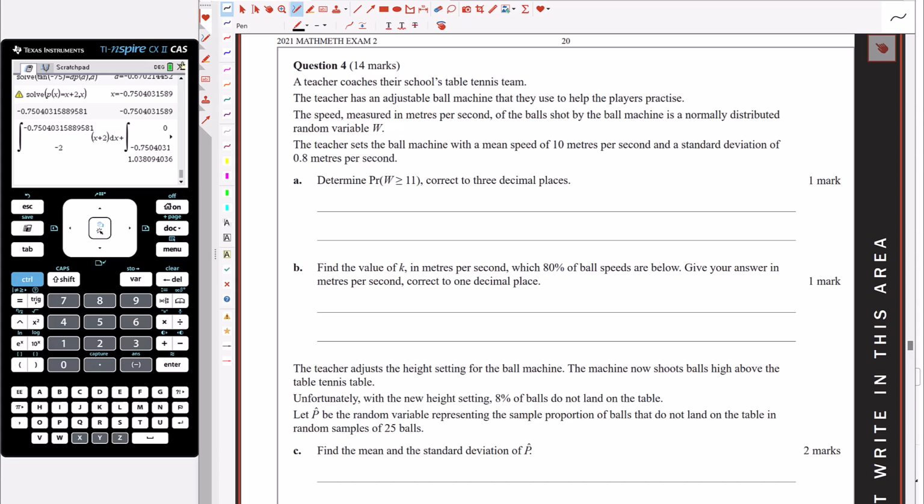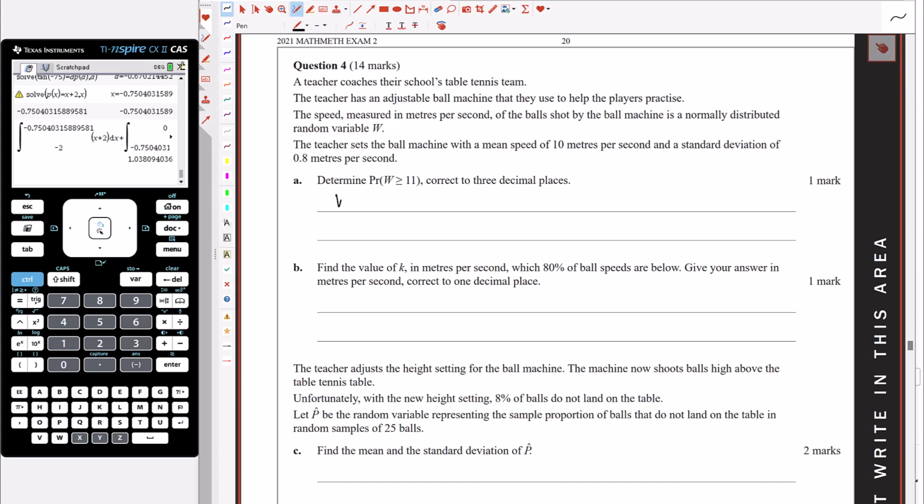The teacher sets the ball machine with a mean speed of 10 meters per second and a standard deviation of 0.8 meters per second. Determine the probability that w is greater than or equal to 11, correct to 3 decimal places. Okay, it's just a straight normal distribution question. It's a 1 mark. Everything's been defined for us.